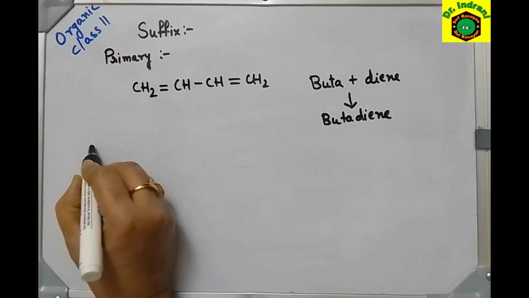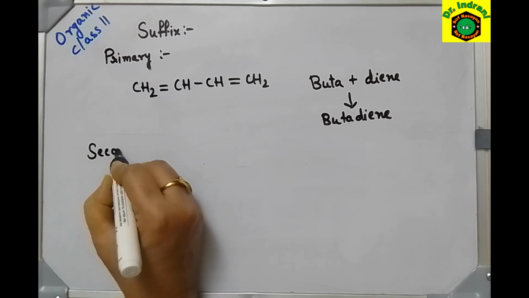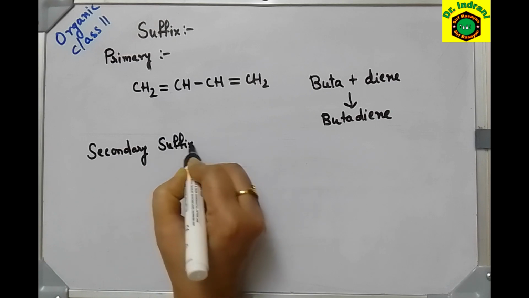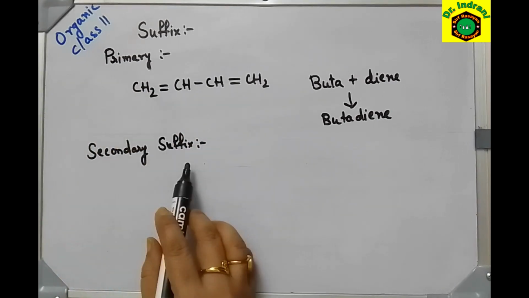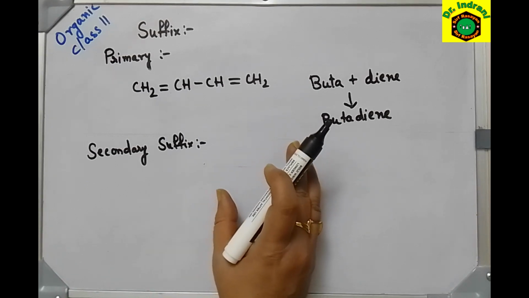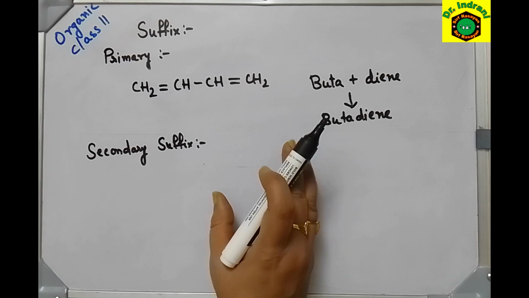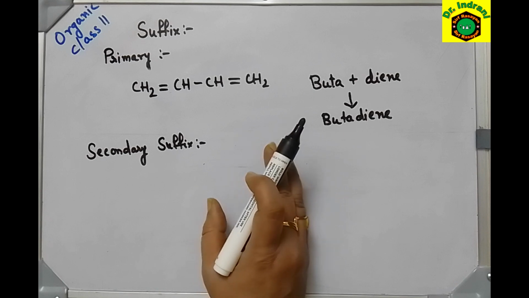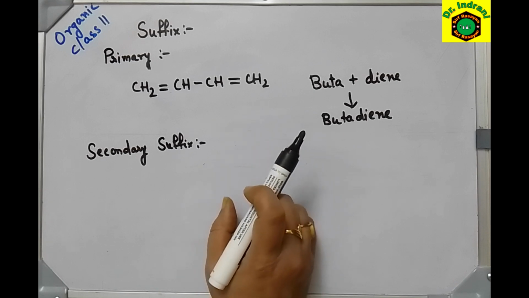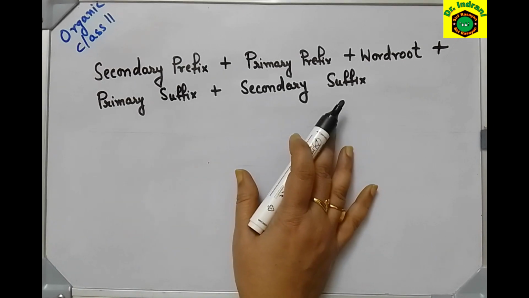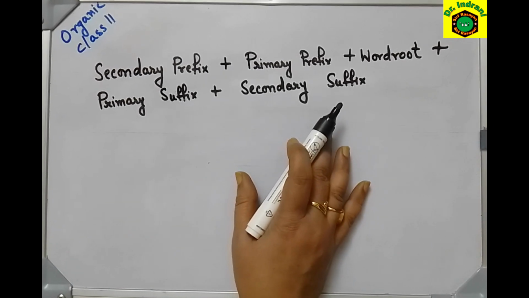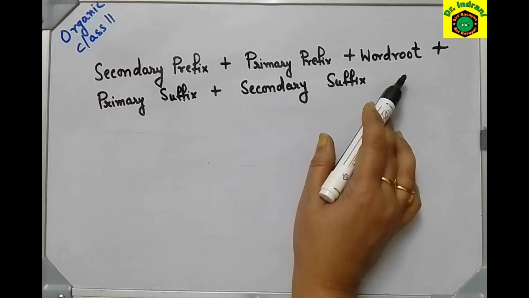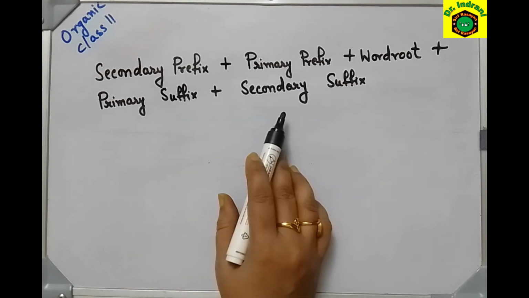Now we should know about secondary suffix. This is primary suffix, this is secondary suffix. If functional group is present in organic compound, then it has to be written after the primary suffix. Later I will explain about functional group. Now see how to write the name of IUPAC, name of organic compound. First you have to mention secondary prefix, then primary prefix, then word root, then primary suffix, then secondary suffix.